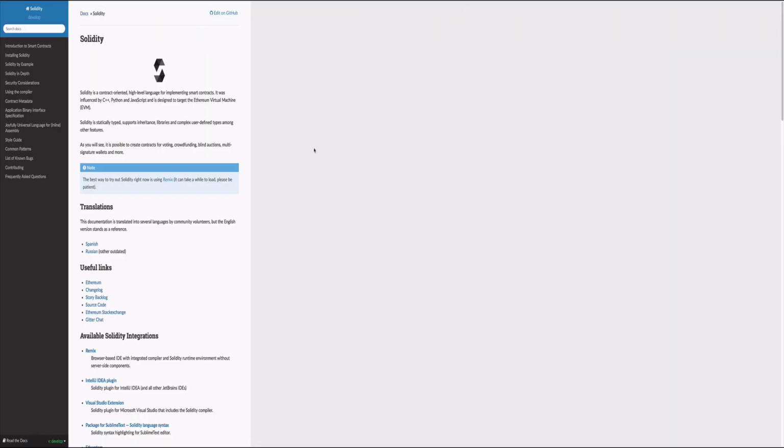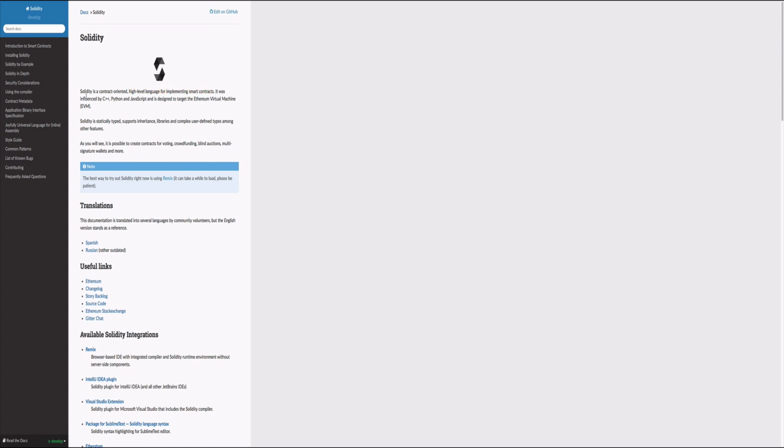Now let's look at specific ecosystems. If you're learning Ethereum, then you should definitely learn Solidity. This is a language which was developed by the founder of Ethereum, Vitalik Buterin, I guess. Solidity is a contract-oriented, high-level programming language for implementing smart contracts. So if you are into smart contracts, perhaps this is the language. It was influenced by C++, Python, and JavaScript, and is designed to target the Ethereum Virtual Machine.